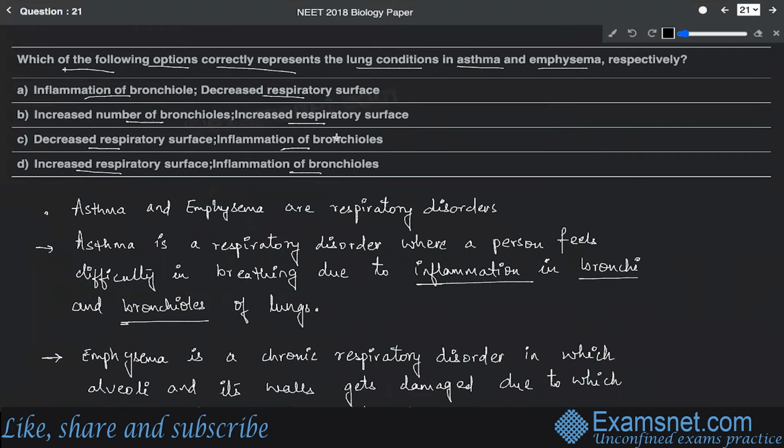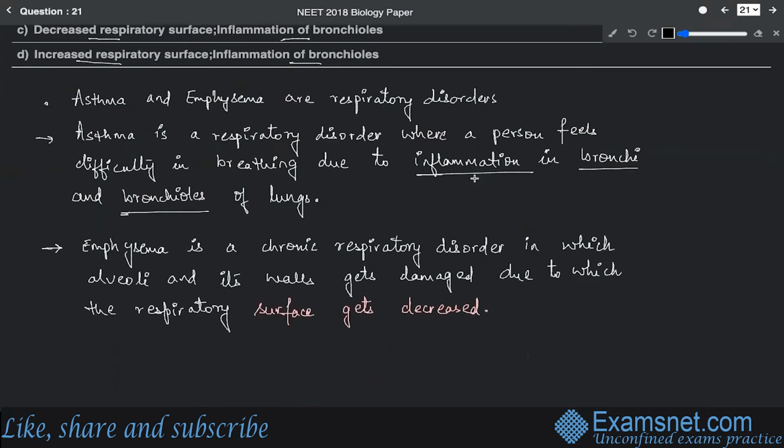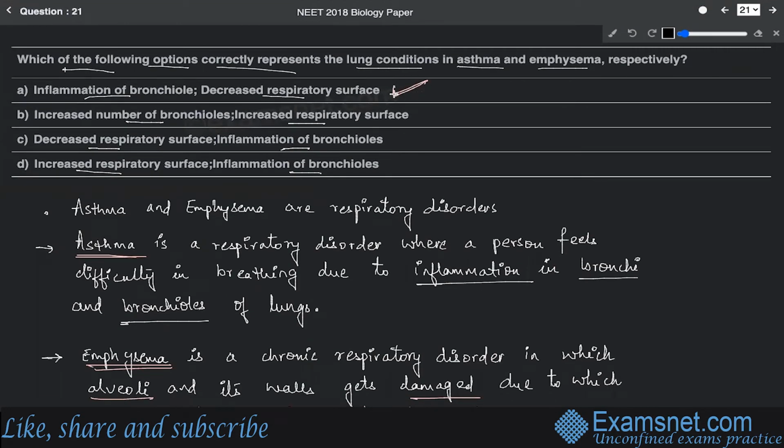So let us take a look. The first option is inflammation of bronchioles and the decreased respiratory surface. So this is the correct answer, because you can see over here that in case of asthma, there is inflammation in bronchi and bronchioles, and in case of emphysema, there is damage caused to the alveoli, and because of that the respiratory surface gets decreased. As you can see over here, it is getting decreased. So the first option has turned out to be correct.